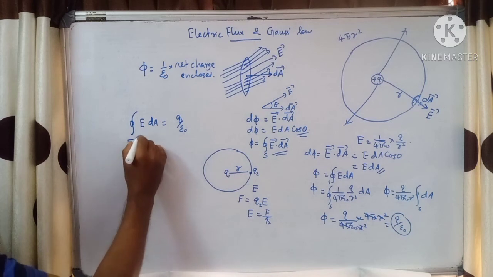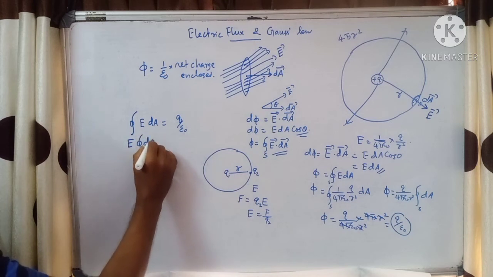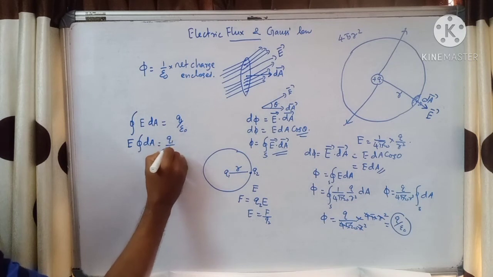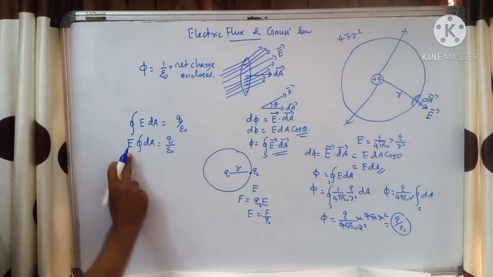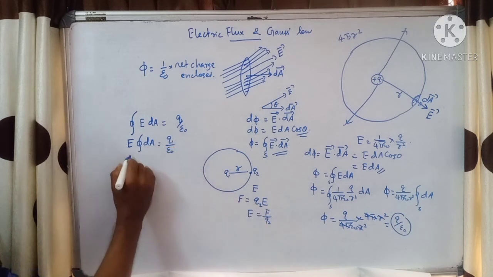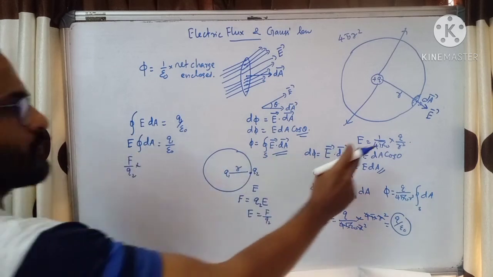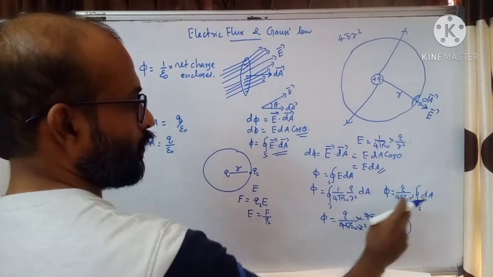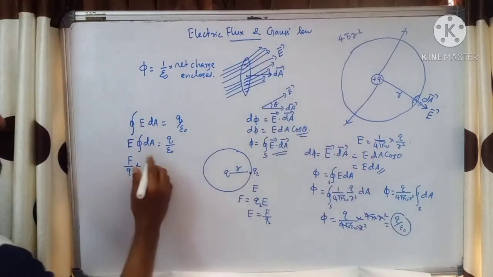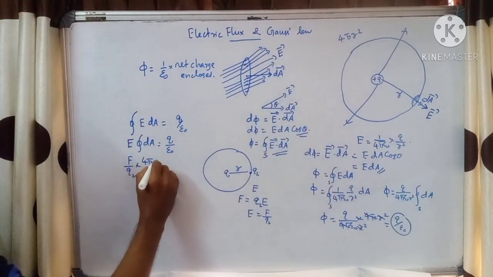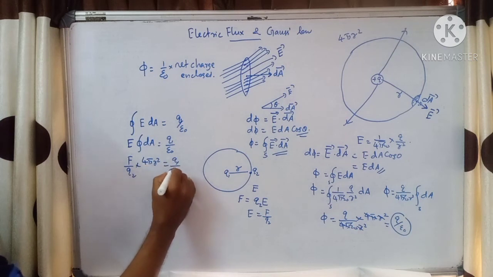So E integral dA is equal to q1 by epsilon 0. What is the value of E? E is equal to F by q2. What is the integral of dA? As we have seen, the integral of dA will be equal to 4 pi r square for the full surface area. So F by q2 into 4 pi r square is equal to q1 by epsilon 0.